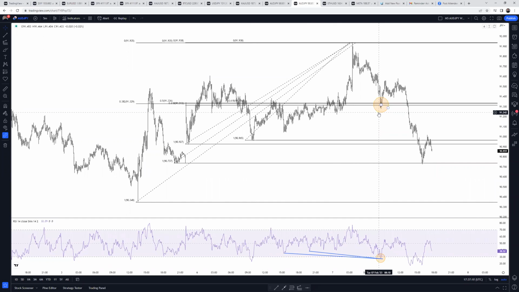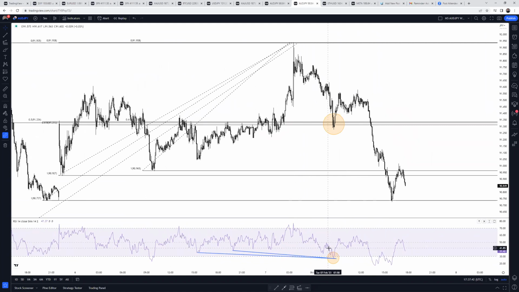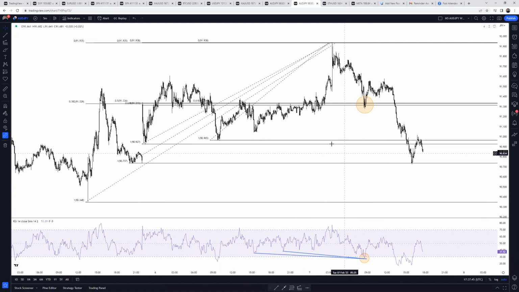With the hidden divergences, what you'll find is that they form more in continuation scenarios. So this is exactly what you've got here. We are in an uptrend, and we're looking for a continuation to the upside. Although we didn't get it at this point, we did get a nice reaction. This was bolstered by hidden divergence on the RSI. Plus, the RSI did elbow into oversold territory.